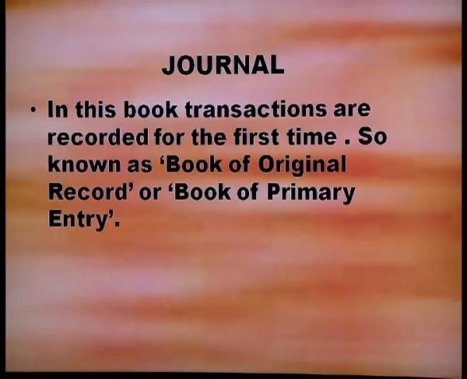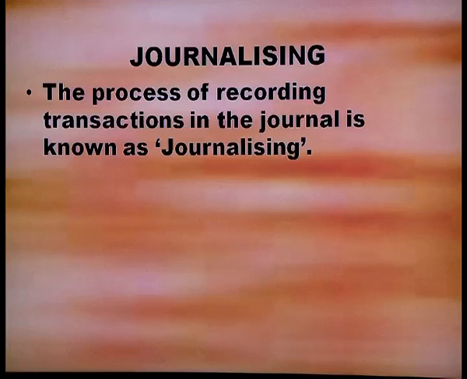In this book, transactions are recorded for the first time. So, it is known as Book of Original Record or Book of Primary Entry. Transactions recorded in journal are known as entries. Now we can study what is journalizing. The process of recording transactions in the journal is known as journalizing.